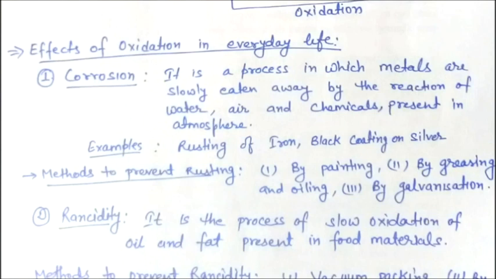Second method is by greasing and oiling. The rusting can be prevented. It makes a layer on iron objects which further stops the corrosion. And by galvanization, that is coating the surface of iron objects with a thin layer of zinc metal. It also stops the rusting of iron.